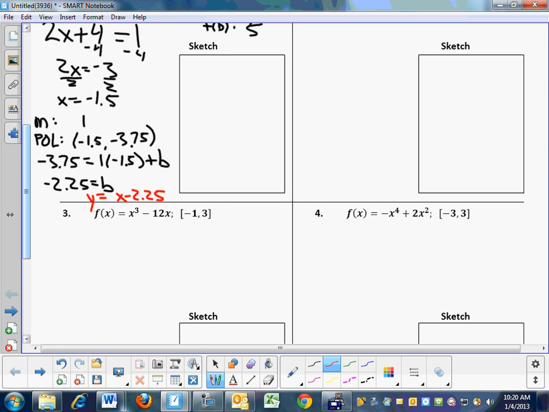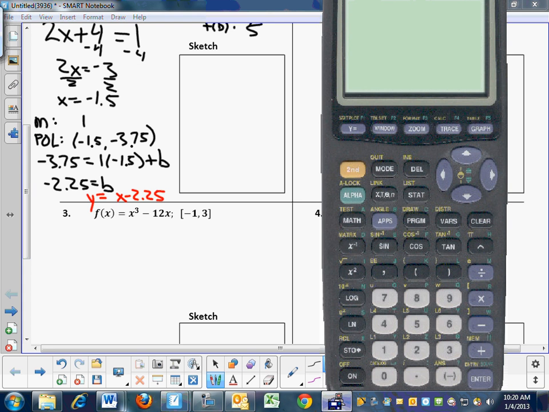Now, what I want you to do is confirm this graphically on your calculator and sketch a graph. So I turn on my calculator, I plug in my original function, x squared plus 4x. And then I'm going to put in my equation for my line, which is x minus 2.25. And when I do that, what should I see?